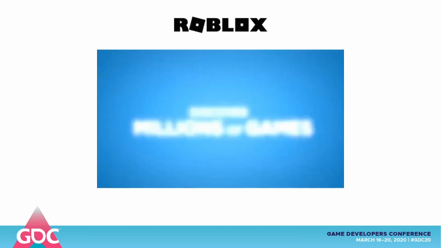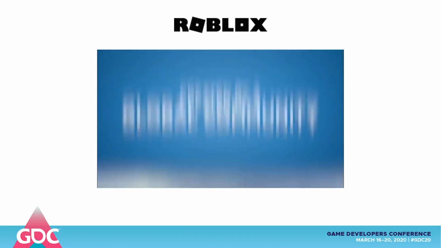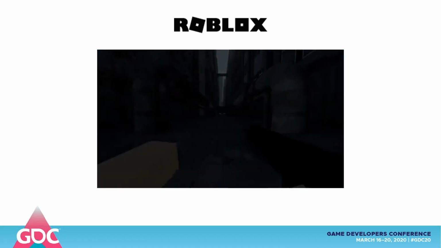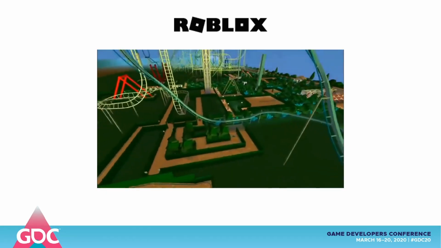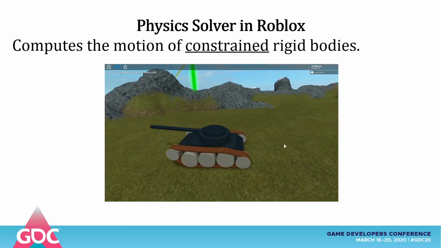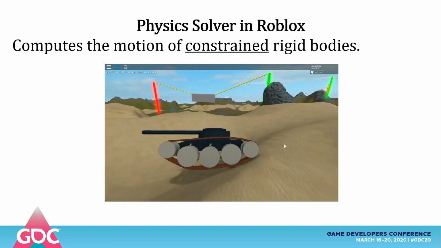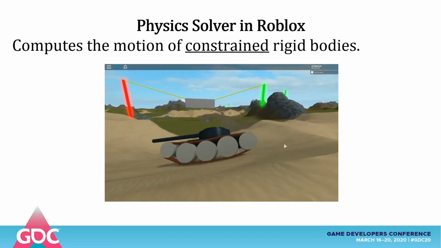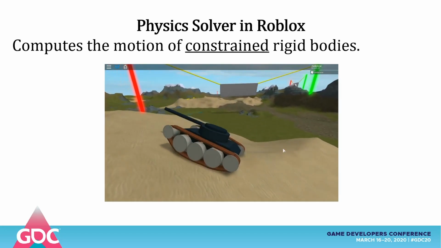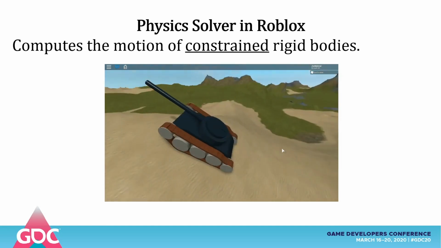Roblox is a platform for user-generated 3D worlds, mostly games, and the PhysX engine is a core component of the platform's runtime. This presentation will be an overview of the mathematics and implementation of the PhysX solver inside of the Roblox engine. This is the system that computes the motion of constrained rigid bodies under the influence of forces.